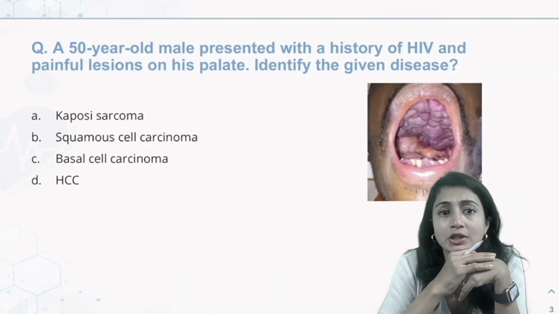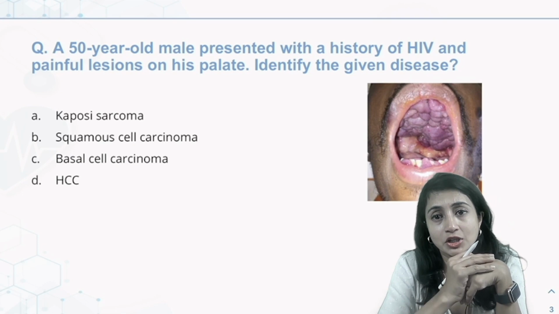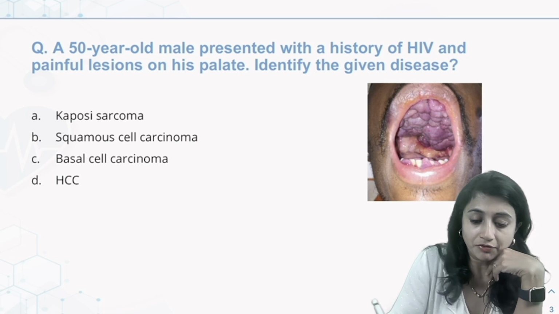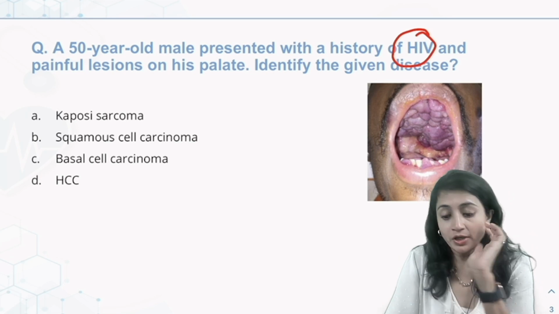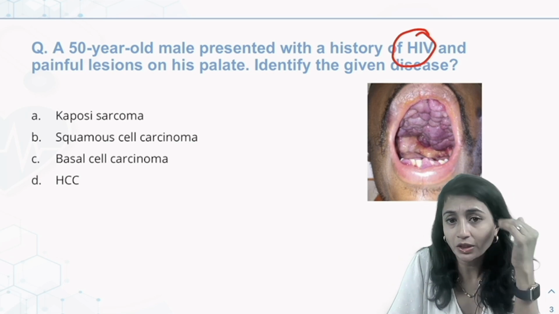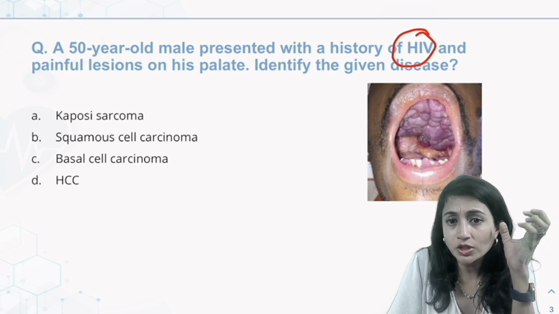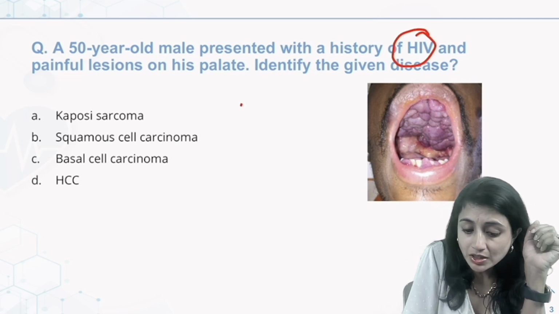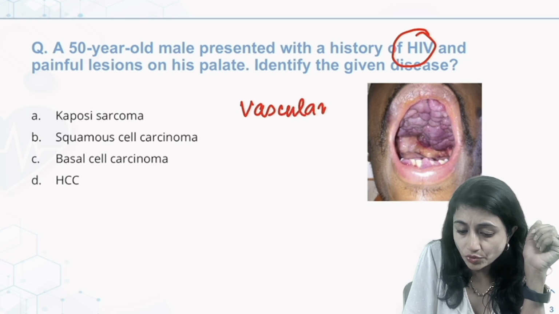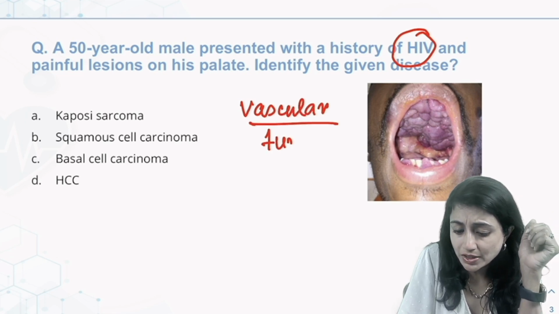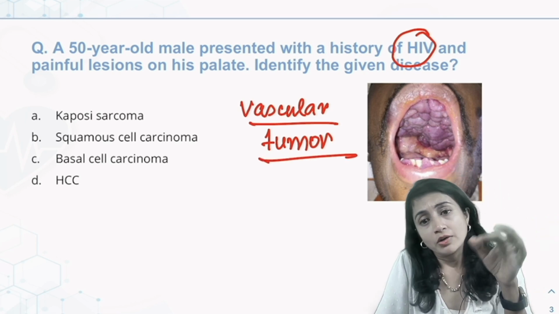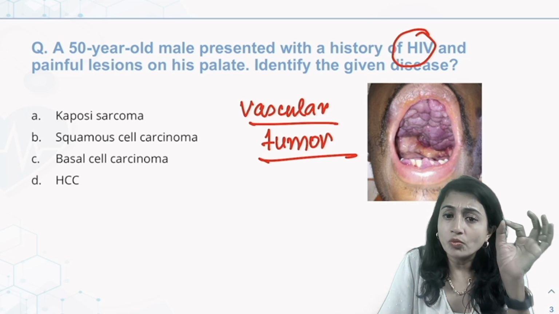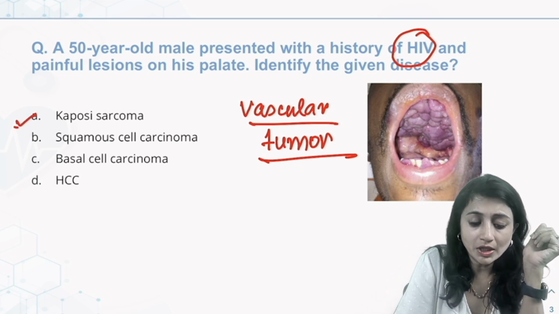So this was one question. A 50-year-old male presented with history of HIV and some lesions on the palate, and you had to identify the disease. So the important thing here is HIV, and this figure, something similar must have been given to you. Now what do you see here? You see a very corrugated vascular appearance here. So you know that this is probably a vascular tumor. So if it is an HIV positive patient who has a vascular tumor, the most likely diagnosis would be Kaposi sarcoma.